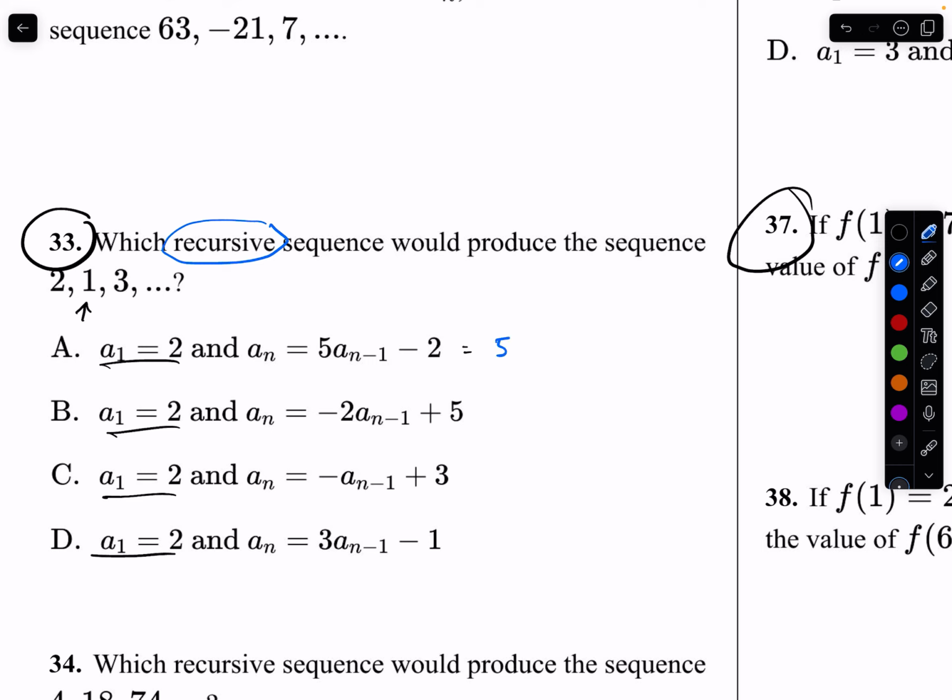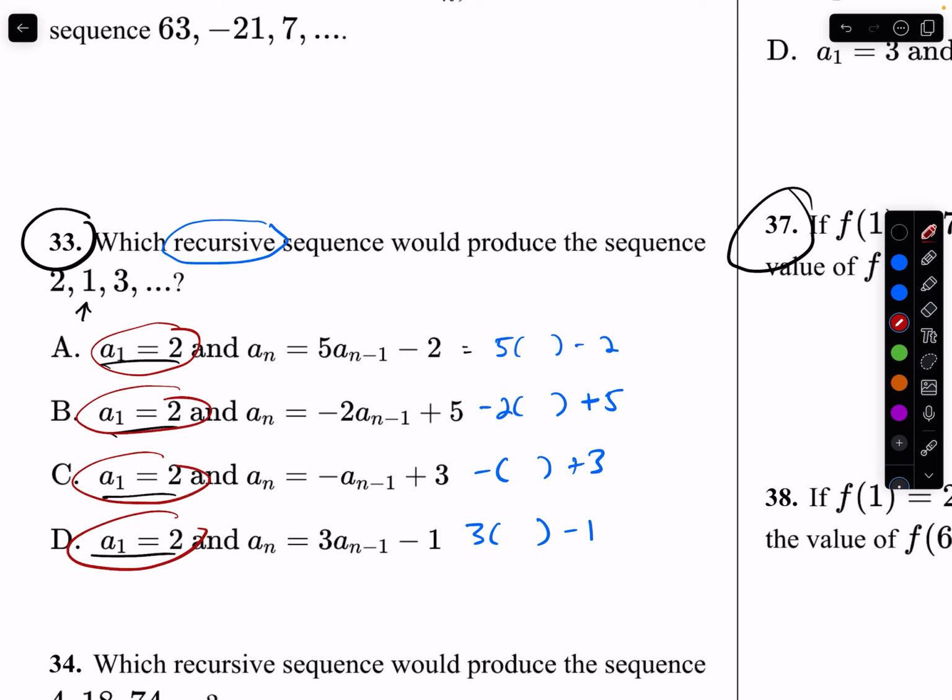So the first one says 5 times the previous term minus 2. The second one says -2 times the previous term plus 5. The third one is the opposite of the previous term plus 3. And the fourth one is 3 times the previous term minus 1. Okay? Now to start off with, if you notice, all of these have the first term as 2. So all of them work.